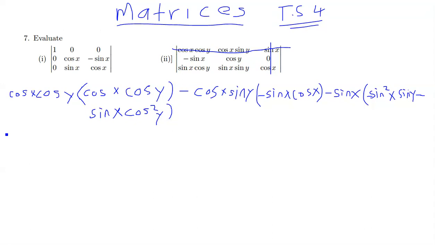So now here it's just a matter of simplifying this. So when you multiply this cos x cos y times cos x cos y, you will get cos squared x cos squared y.